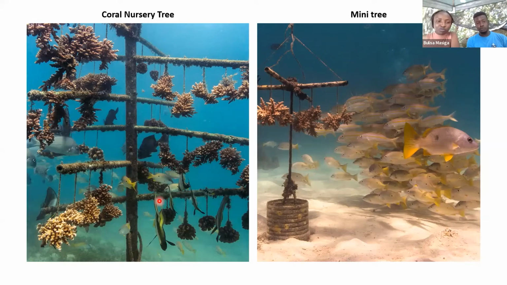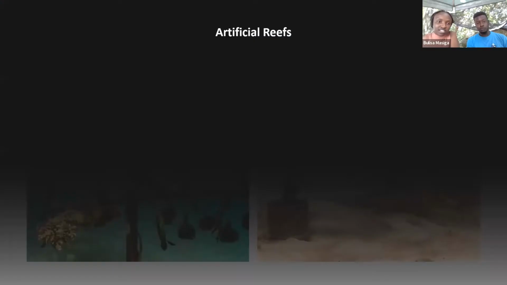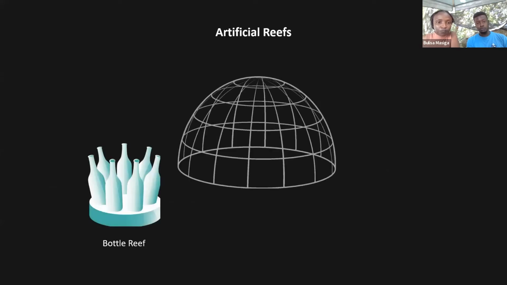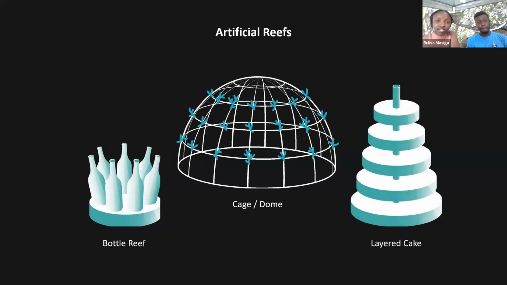As I said, we move these structures onto the artificial reefs. I'll show the different designs of artificial reef that are used here. We have an example of a bottle reef. These are wine bottles set in concrete. We attach the corals on the mouth of these bottle reefs, holding them with a cable tie or tie wrap.